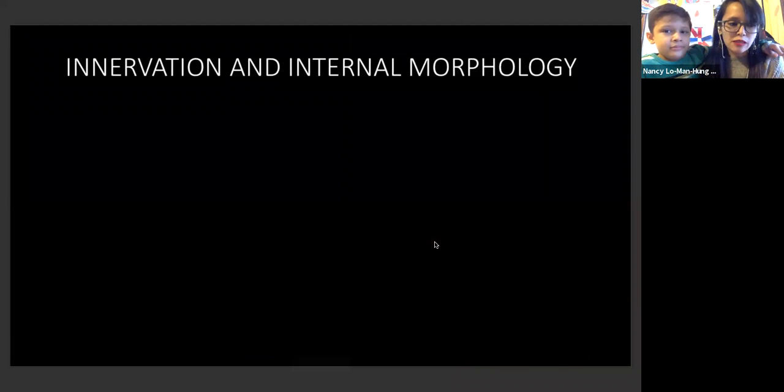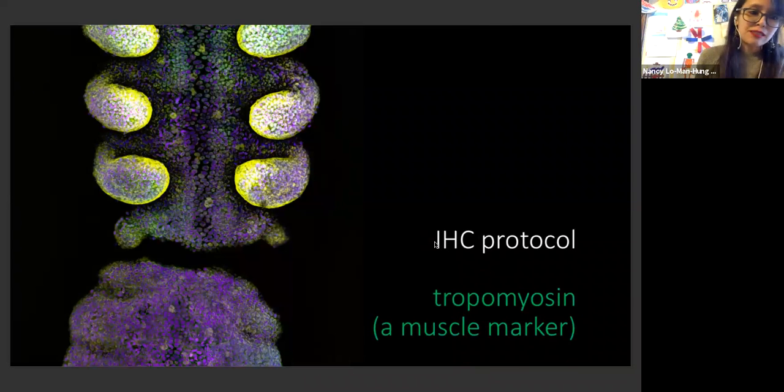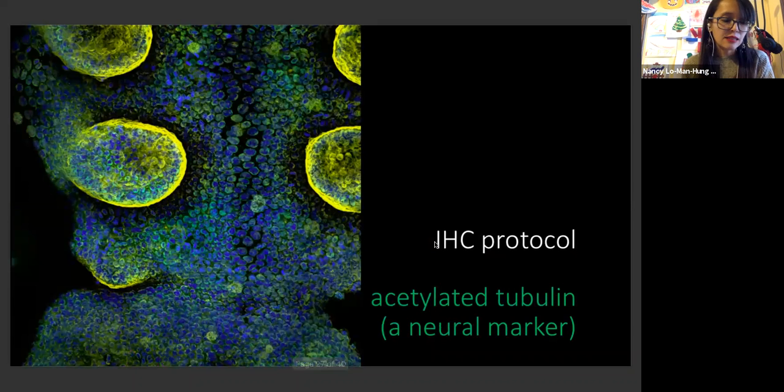The innervation and internal morphology were assessed during embryogenesis. We deployed fluorescent immunohistochemical staining to mark tropomyosin, a muscle marker, and it was present in the 5th leg. And acetylated tubulin, a neural marker, was also present in leg 5.